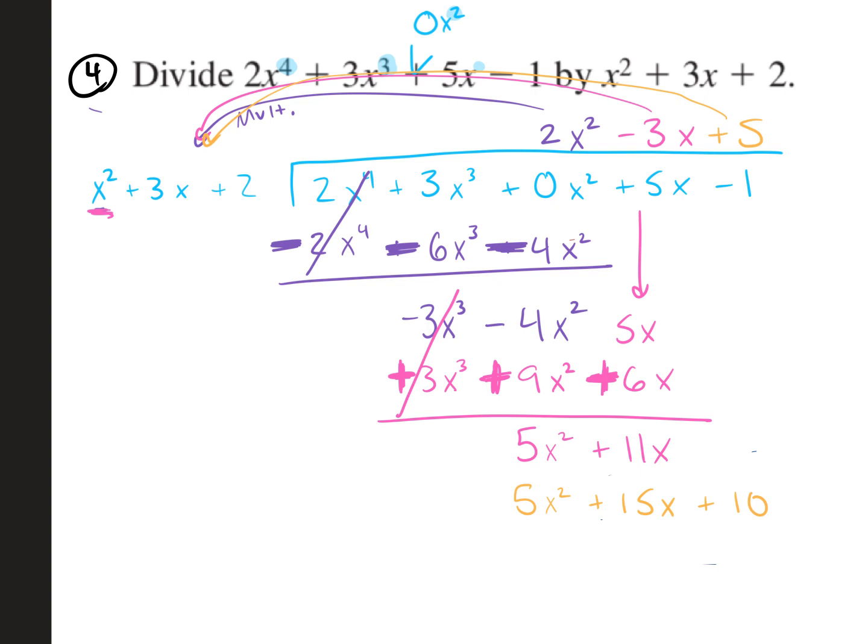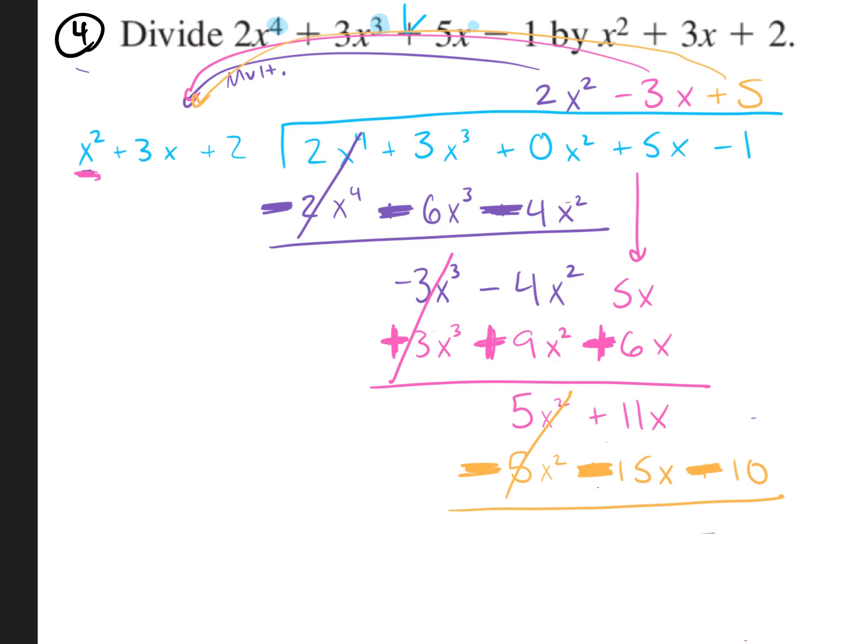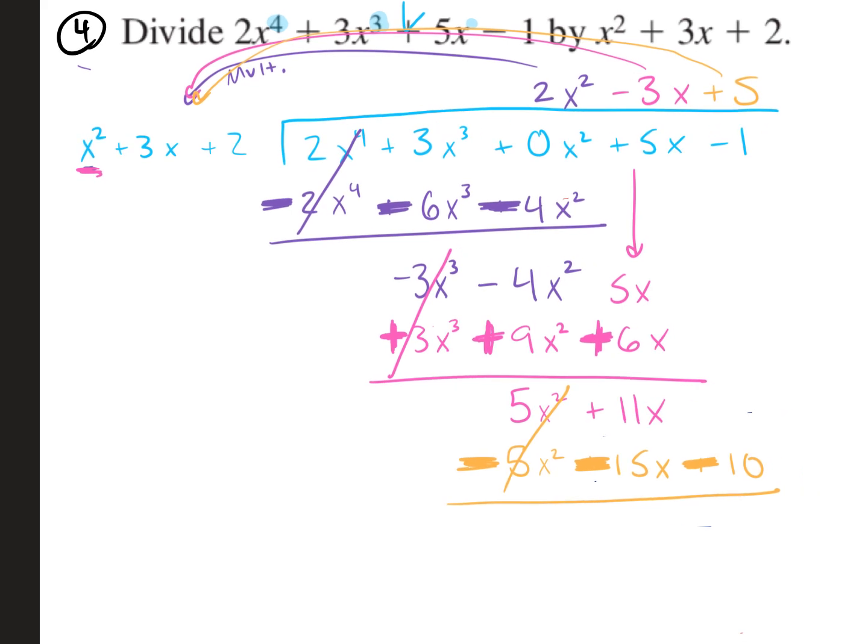What's next? Change the sign, change the sign, change the sign, and combine. So what happens to the 5x squareds? Cancel. What's 11x minus 15x? Negative 4x. I'm going to drop down that negative 1. So what's negative 1 minus 10? Negative 11.